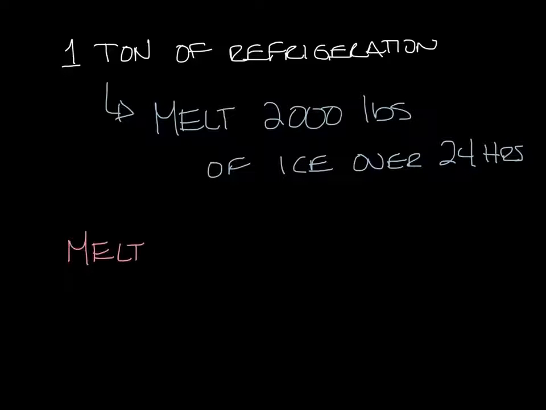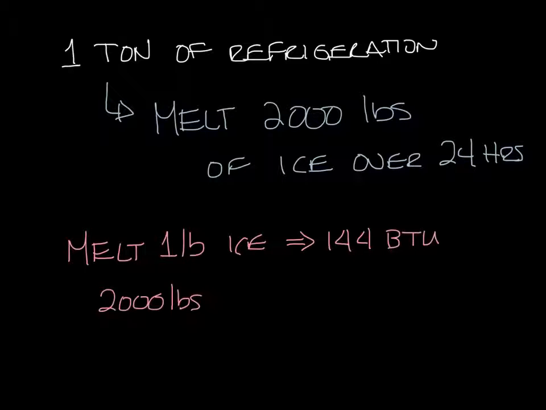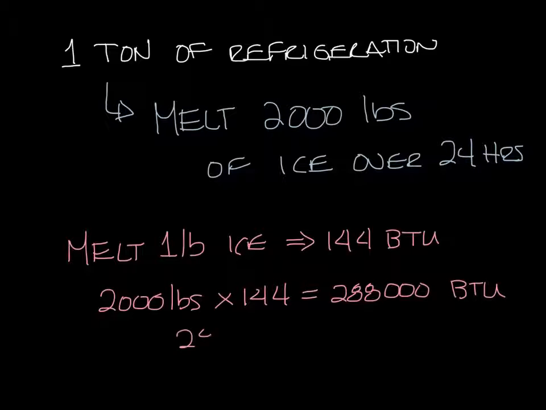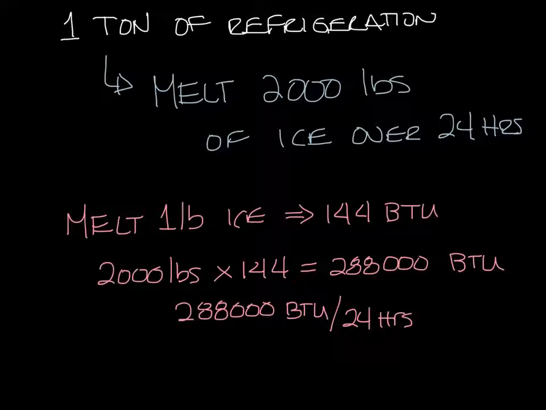When 1 pound of ice melts, it absorbs 144 BTU. So for 2,000 pounds of ice, that'd be 2,000 times 144 is equal to 288,000 BTU. Now let's divide that by 24 hours and make a little more room. And you get 12,000 BTUs per hour, and that is equal to 1 ton of refrigeration.